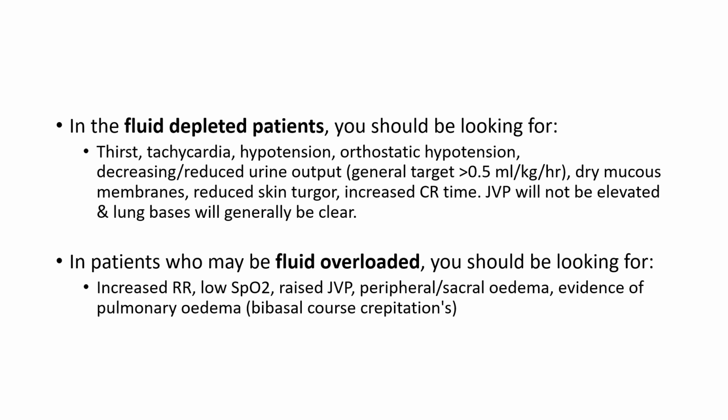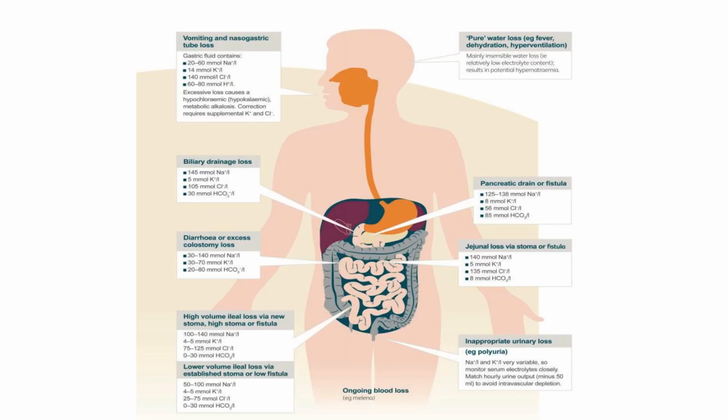Similarly, in a patient who's overloaded, you're going to get an increased respiratory rate and a lower SpO2 saturation level if they've got significant pulmonary edema. You'll have a raised JVP, peripheral edema, sacral edema, and evidence of pulmonary edema. The presence of all these signs depends on the severity of the fluid excess, or in depleted patients, the level of dehydration. I've just included this slide here to highlight the nature of the fluid losses depending on where they're coming from.